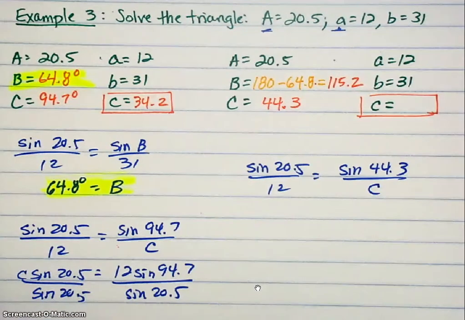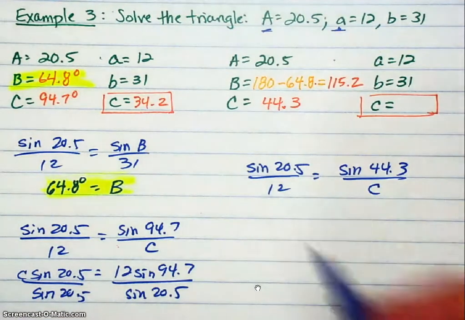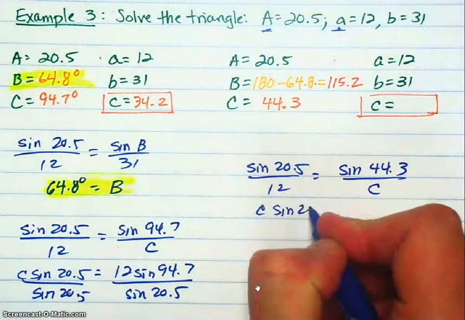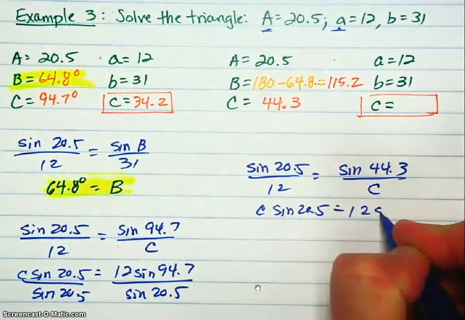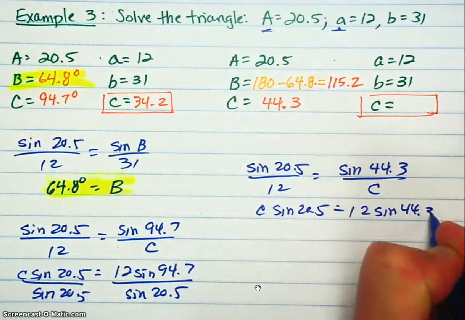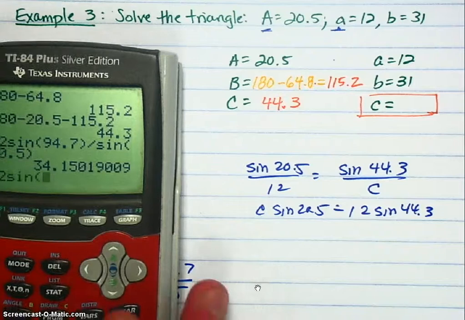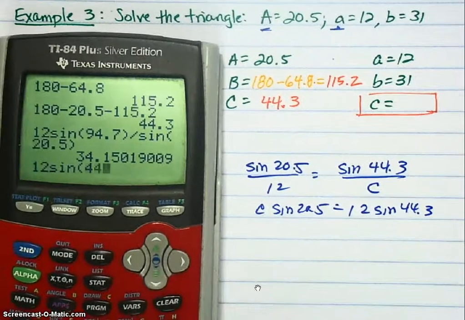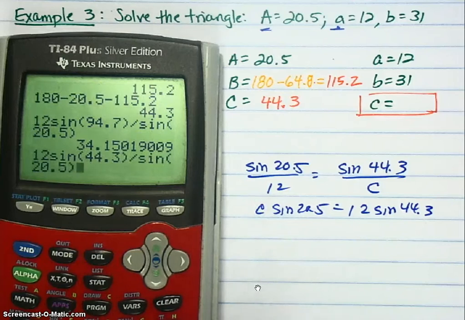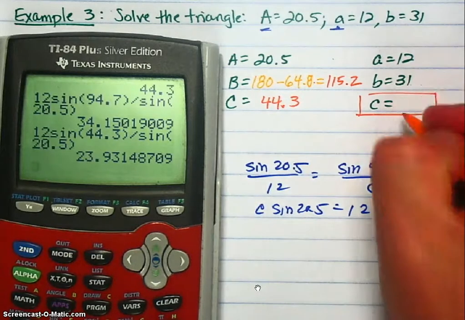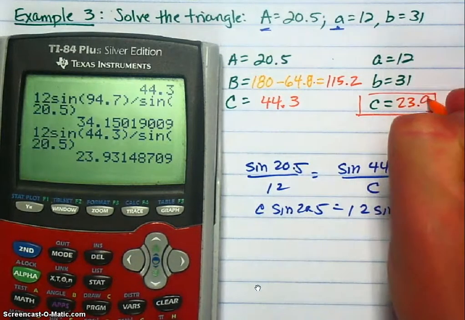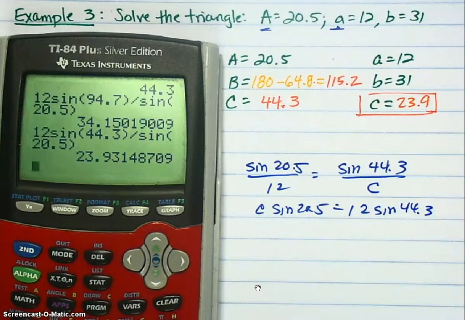All right, so we got that one, and then over here, we have the same thing: 12 sine of 44.3. So basically I'm going to take 12 sine 44.3, and we're going to divide that by the sine of 20.5, and we're going to get 23.9 for that answer. And that is law of sines, where you have two triangles.